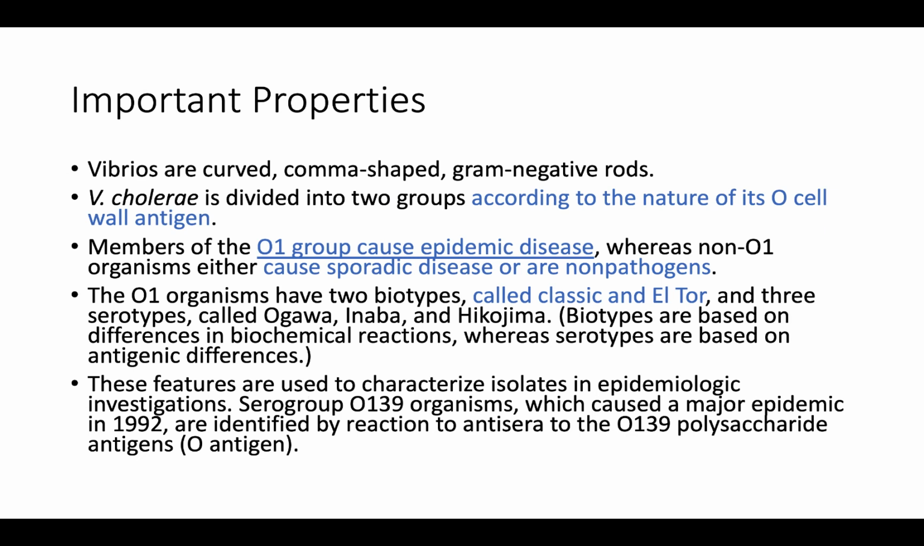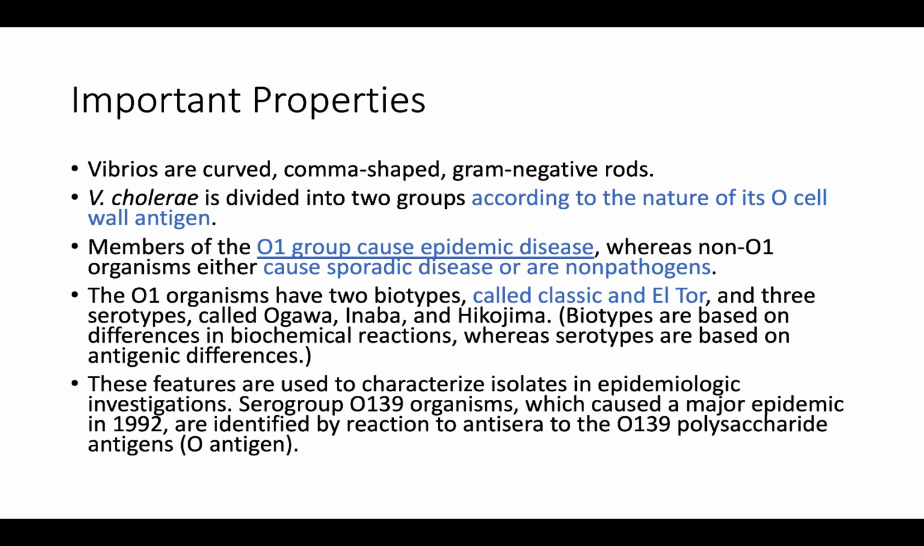Important properties: a curved, comma-shaped, gram-negative rod. It's not part of the Enterobacteriaceae. Cholera is divided into two groups according to the nature of the O cell antigen. The O1 group causes epidemics, whereas the non-O1 organisms cause sporadic disease and are non-pathogenic. The O1 organisms have two biotypes, classic and El Tor. The three serotypes are Ogawa, Hikojima, and Inaba. These are based on different biochemical reactions. You don't need to know them.